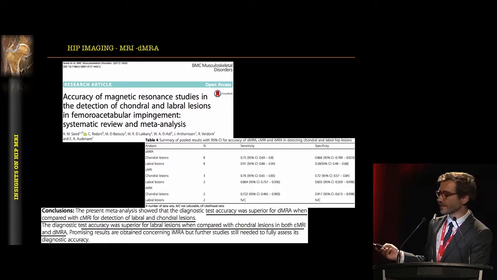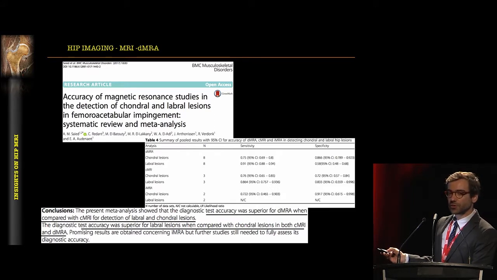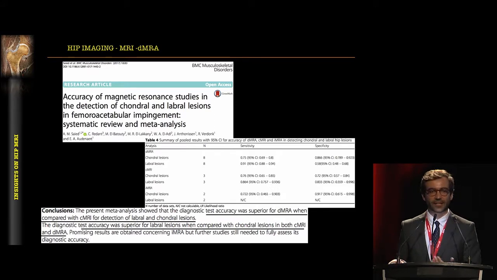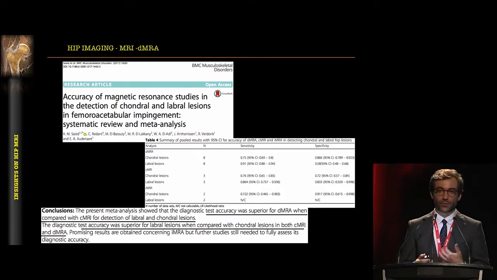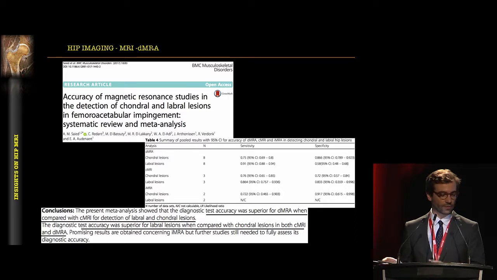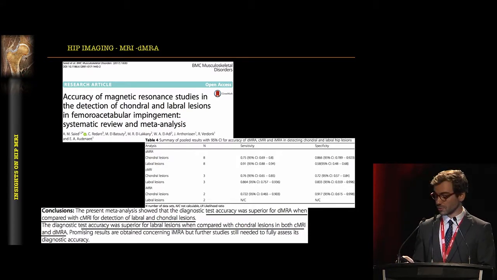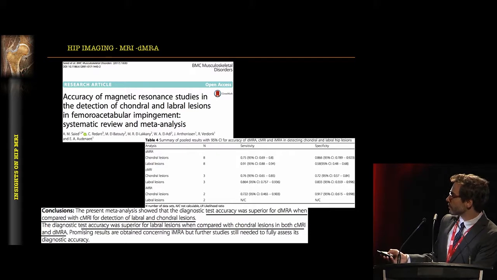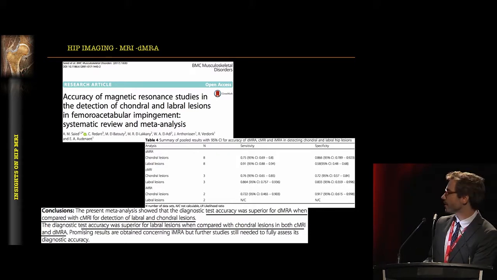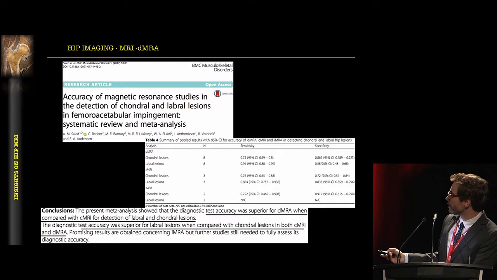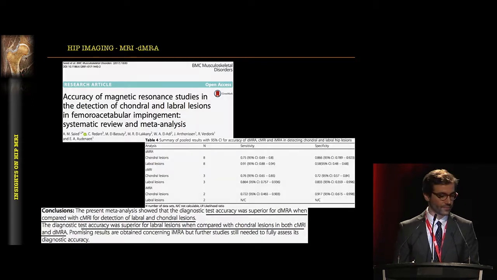Well, they concluded that the accuracy was superior for the direct MRI when compared to conventional MRI, and also that any of our methods are superior in accuracy for labral lesions when compared to detecting chondral lesions. So we still fail a bit in the chondral lesion. They also concluded that there are not sufficient data about indirect MRI for fully assessing its diagnostic accuracy.